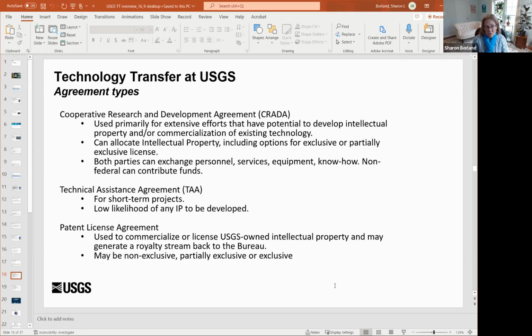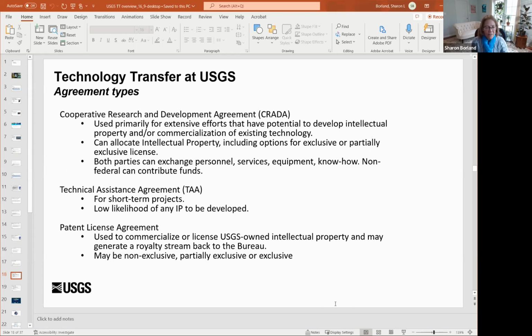And again, as stated earlier, both parties can exchange personnel, services, equipment, know-how, and expertise, and the non-federal party can contribute funds. Then we have something called a Technical Assistance Agreement, TAA, and that's a much shorter agreement than the CRADA. It's used when the likelihood of having intellectual property or the need to commercialize something is very, very small. It's more of a project level agreement. And that's a fairly brief agreement. I believe it's on the order of 5 or 6 pages.